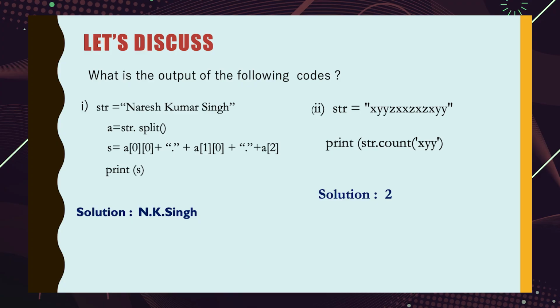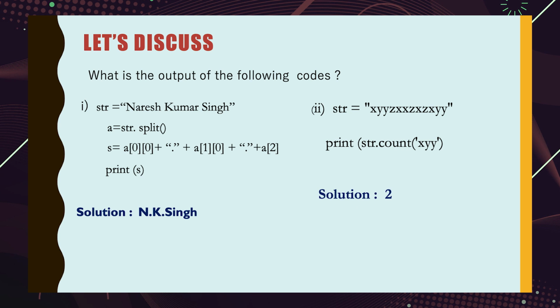Now, let's discuss a question based on output finding. str equal to "Naresh Kumar Singh". A equal to str.split(). S equal to A[0][0] plus dot plus A[1][0] plus dot plus A[2]. Print S. Now the solution is N.K.Singh. Here the split function is used to get a list of strings. That is why in the next line characters are extracted using index values.